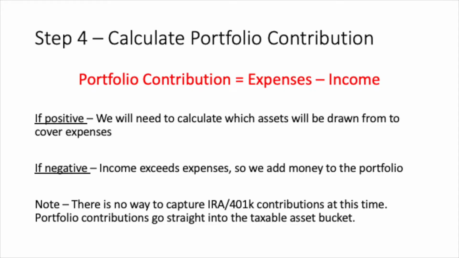It's going to be the spending plus the taxes. That's the total expenses. And that ultimately is how we calculate how much the portfolio is going to have to contribute. It's going to be the total expenses minus the income. And if that's a negative amount, then we're actually putting income into the portfolio. But if it's a positive amount, we're pulling money out of the portfolio, right? How do we start pulling money out of the portfolio? Well, this is an important part.